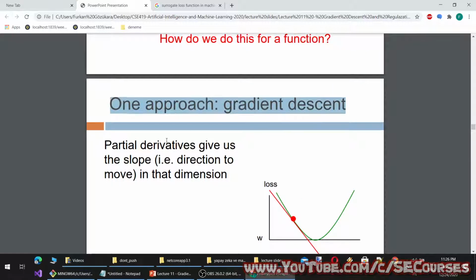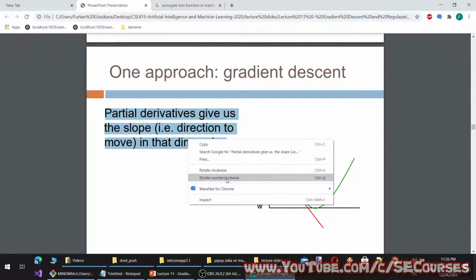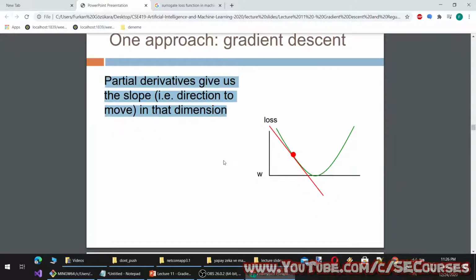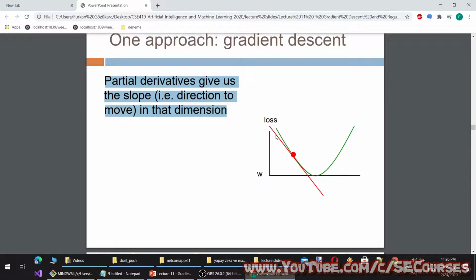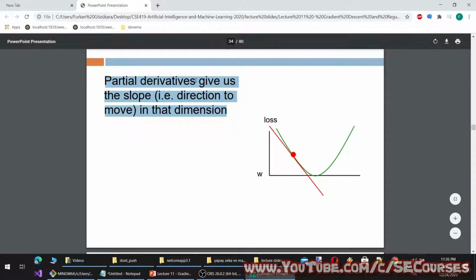One approach: gradient descent. Partial derivatives give us the slope, i.e. the direction to move, in that dimension. You see, partial derivatives are the key.